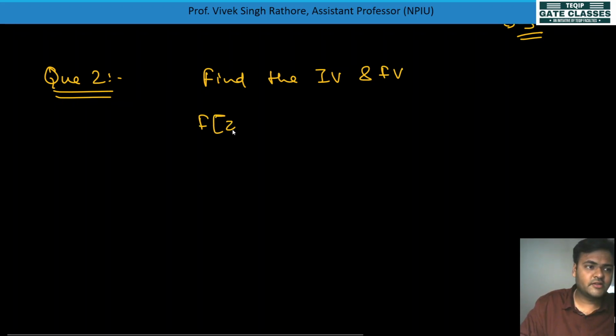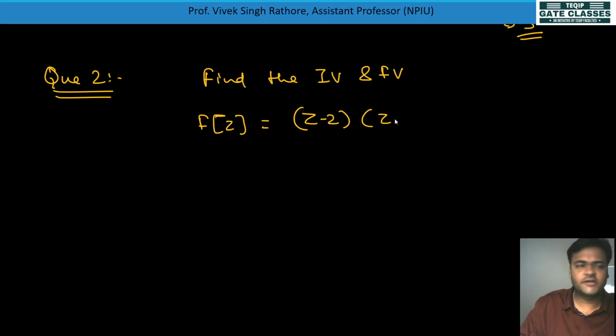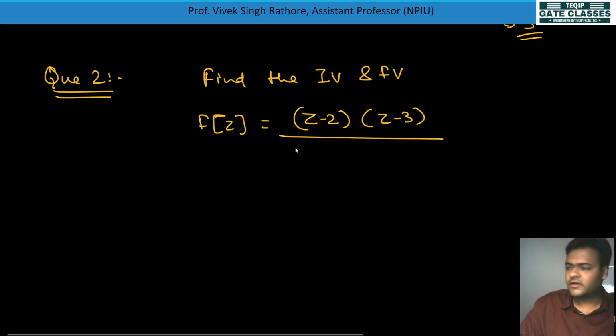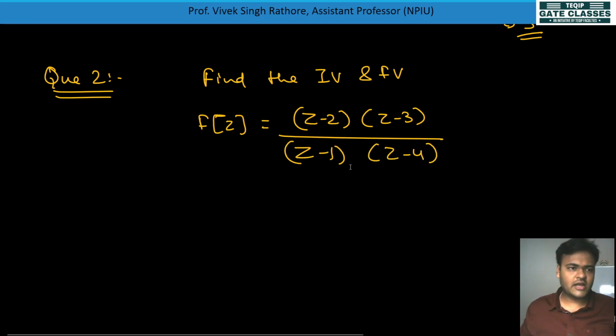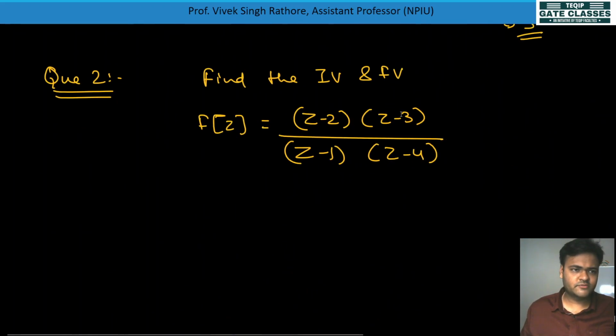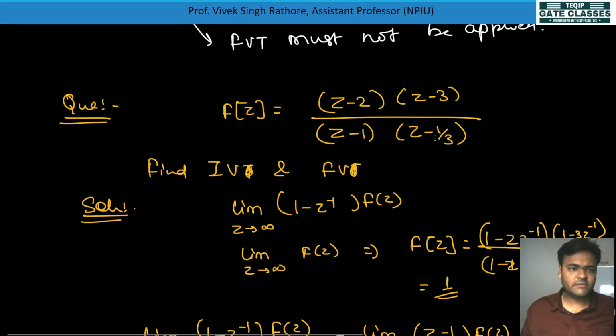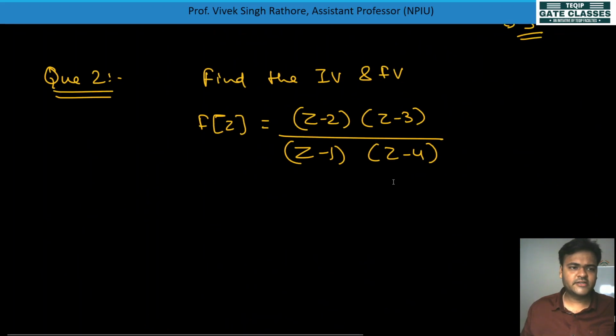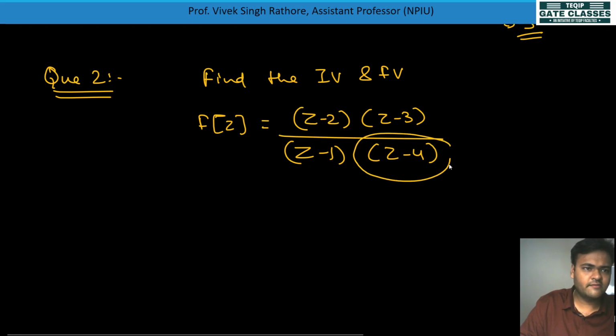F of z is given in the question. Z minus 2 is given, z minus 3 is given, z minus 1 is given, and z minus 4 is given. See, in the last expression we had z minus 2, z minus 3, z minus 1 by 3, but here z minus 4 is there. The only difference between the last question and this question is this value change. So we'll see whatever values are changing, and we'll solve the question.